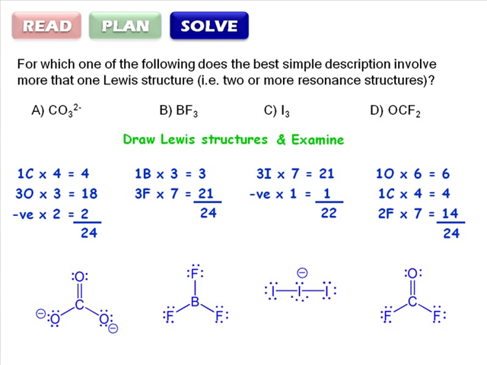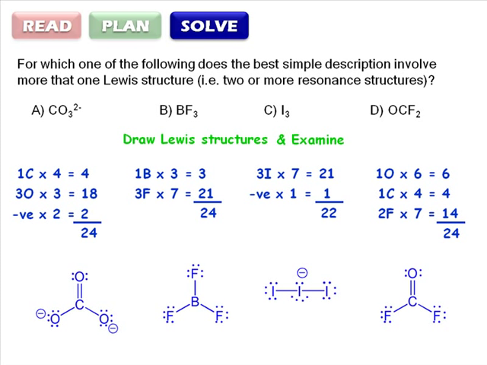Now look for possible resonance structures. In the first Lewis structure, any one of the 3 oxygen atoms can share an extra pair of electrons with carbon, so this molecule can be described by 3 equivalent resonance structures. This may be the correct answer. Check the other options to see if any of them are better.